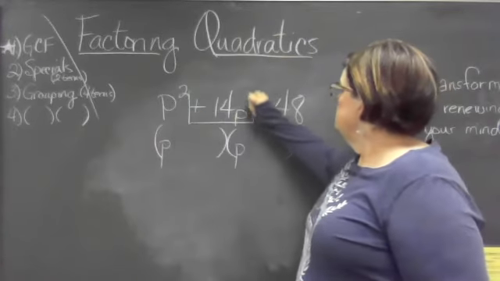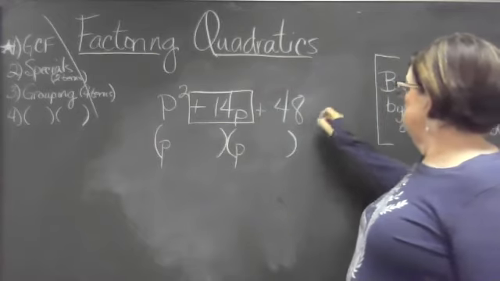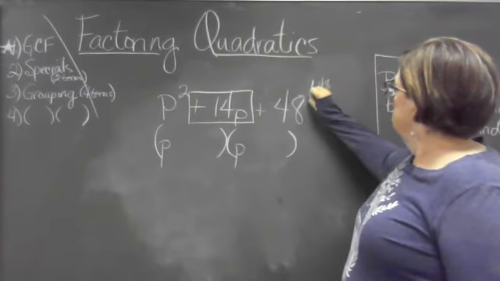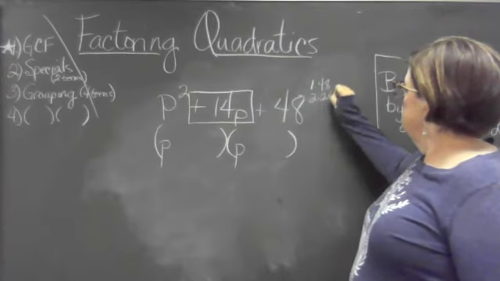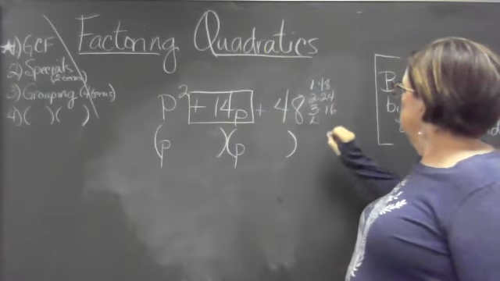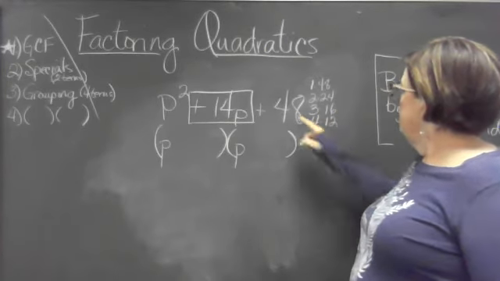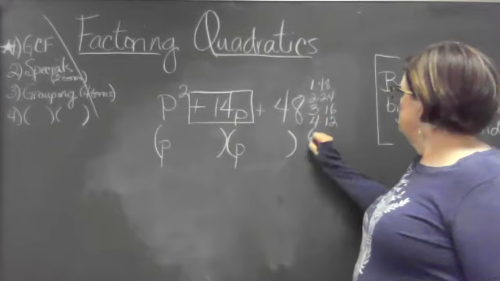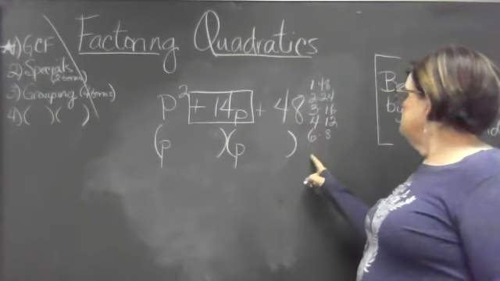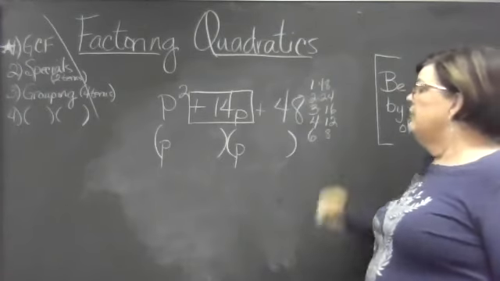Then I box in the middle term. I need all the factors. So I've got 1 times 48, 2 times 24, 3 times 16, 4 times 12. 5 won't go into it, 6 will. 7 will not go, and my next number is 8, and I've already used it. So this is all of the factors.